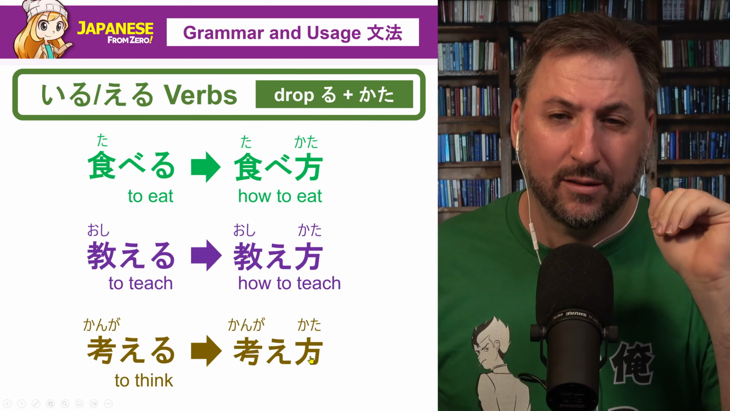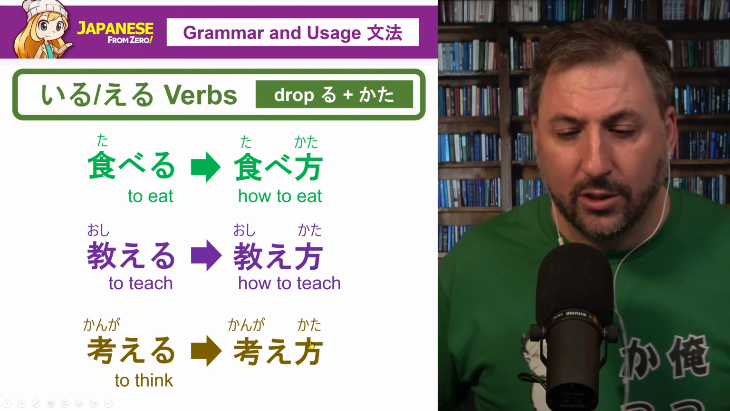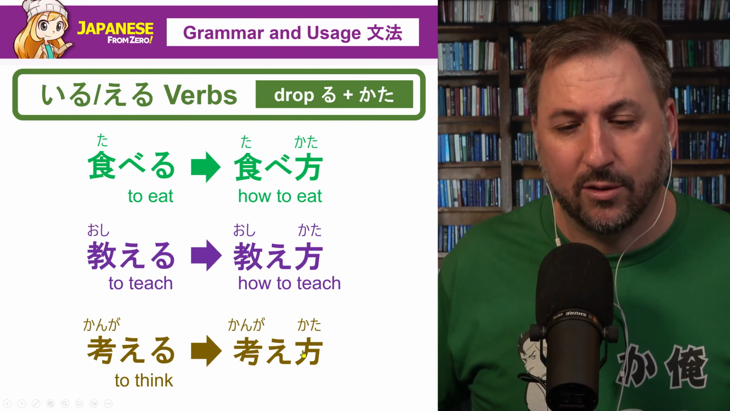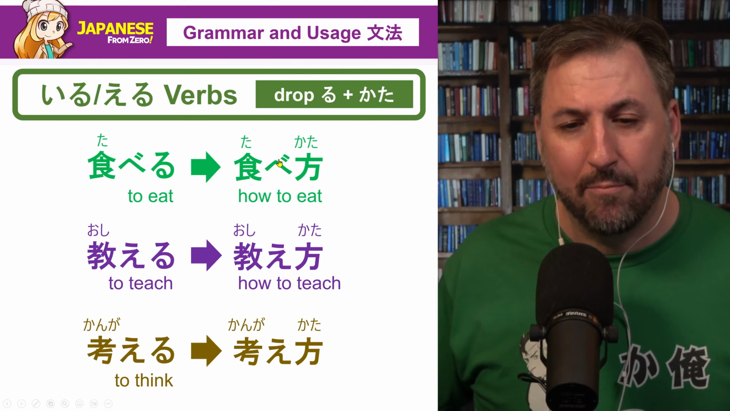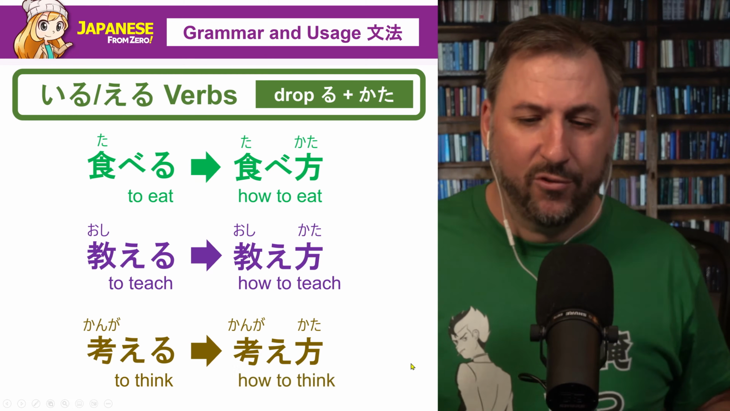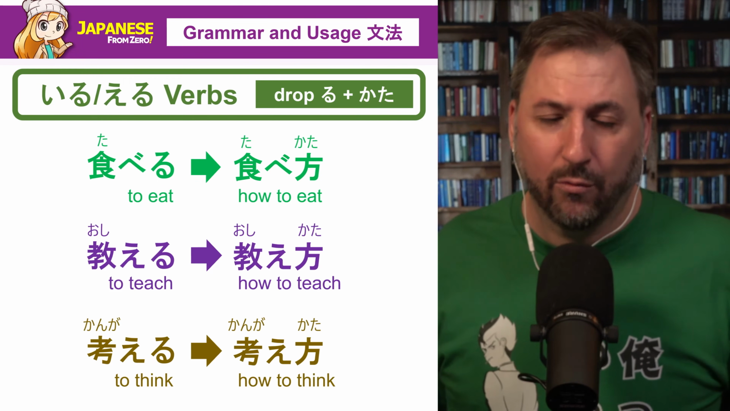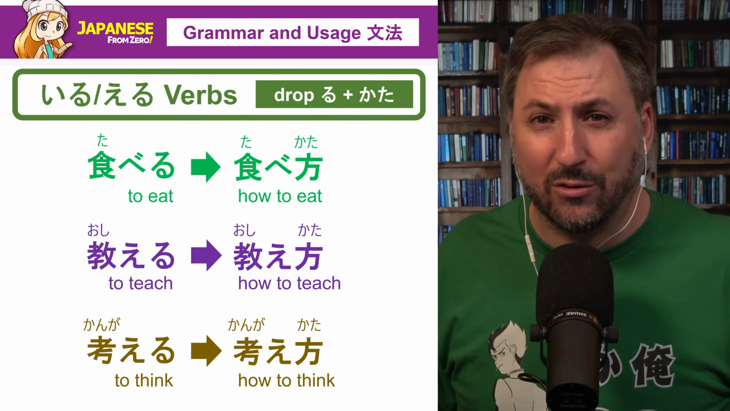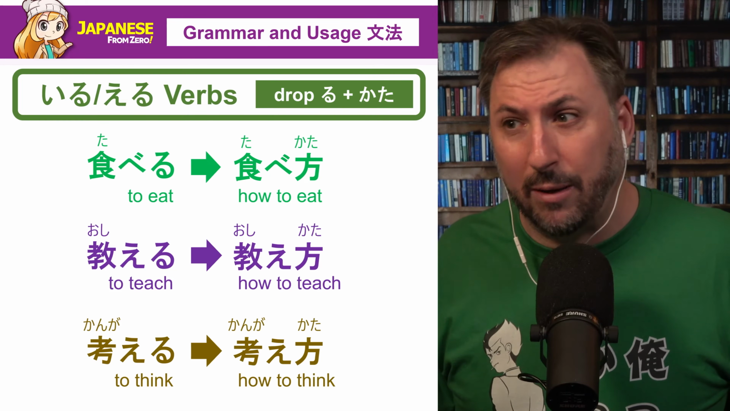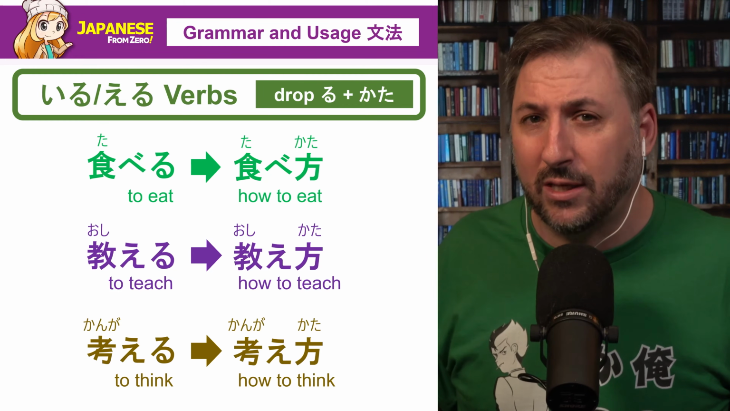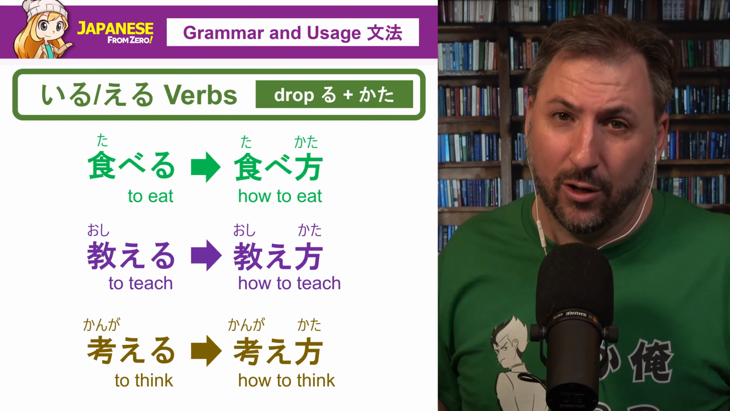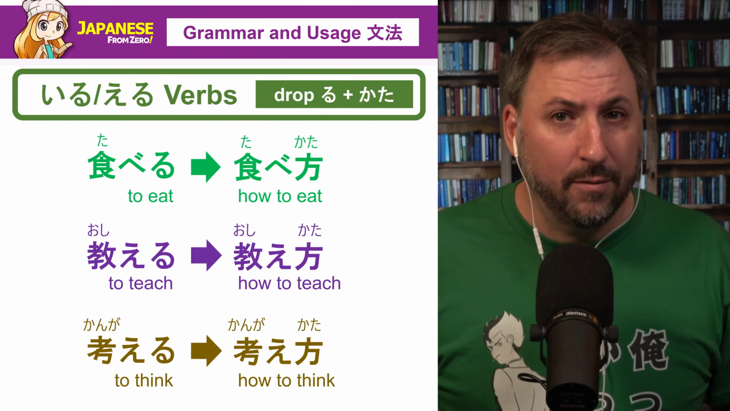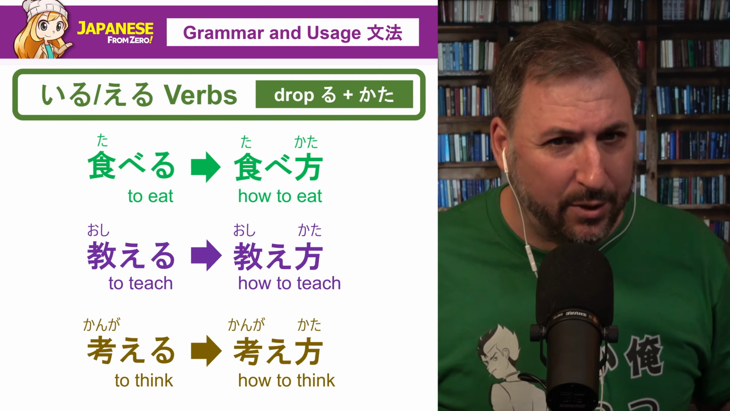考え方。 If you understand that this kanji right here, this kata, means method, it's like method of thinking, method of teaching, method of eating, okay? So how to think, or how you think. Remember, Japanese verbs are neutral. So this can mean how he thinks, how she thinks, how I think, how we think, how they think, how Japanese people think. Whatever is the topic of the sentence is inherited by the verb. Whatever we are talking about, the verb inherits. Does that make sense? Until we change it, until we specify something different.